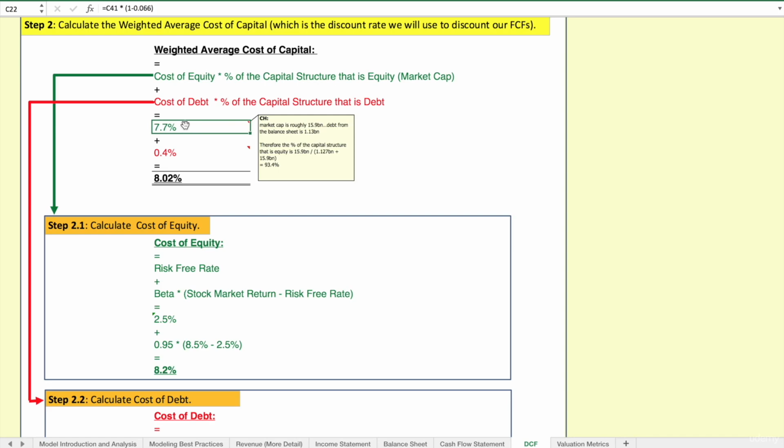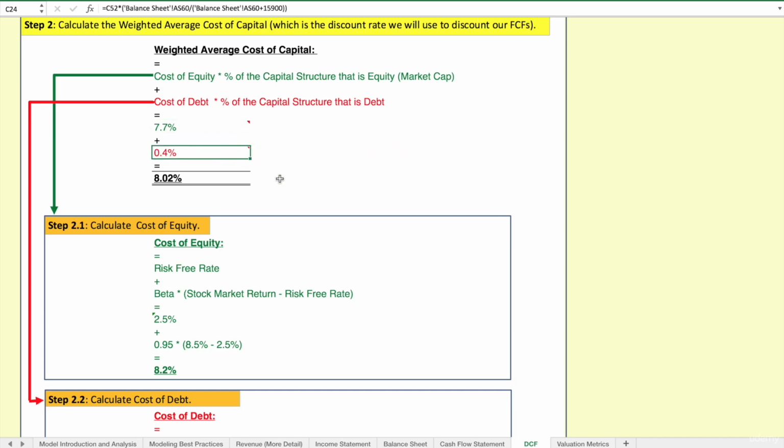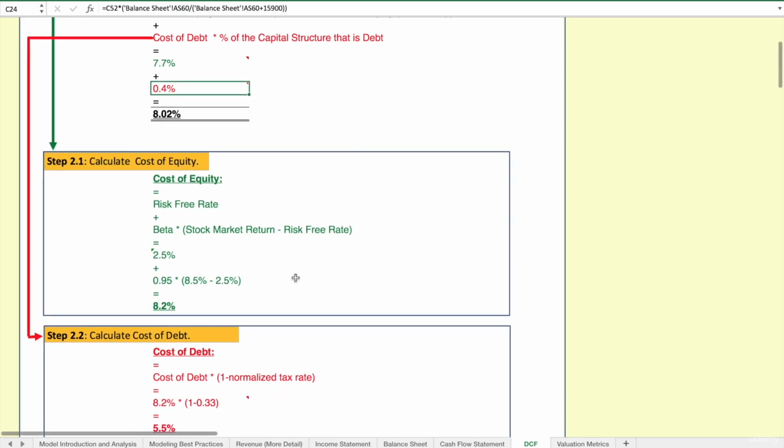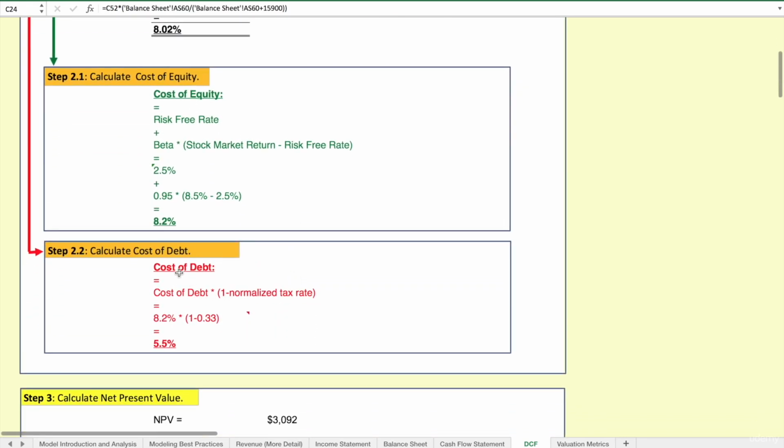And because we know that 93.4% is our equity as a percentage of our capital structure, we know that debt is just 1 minus that amount. That's it. So let's go into the cost of debt. The cost of debt is basically the cost of debt we're going to calculate in a second, times 1 minus the normalized tax rate, because we do get that benefit of having debt from a tax perspective.